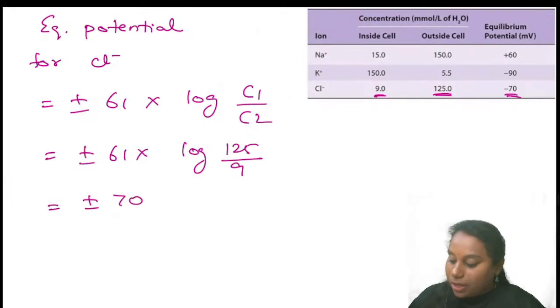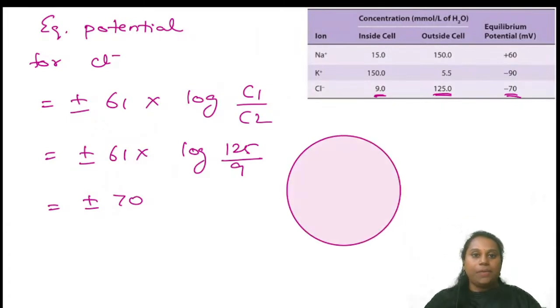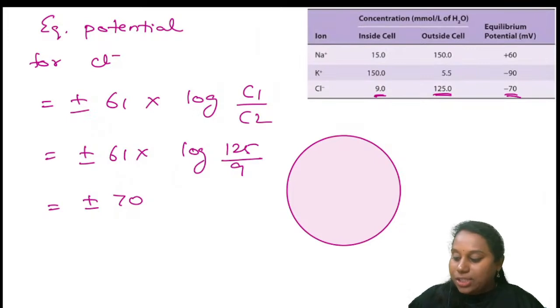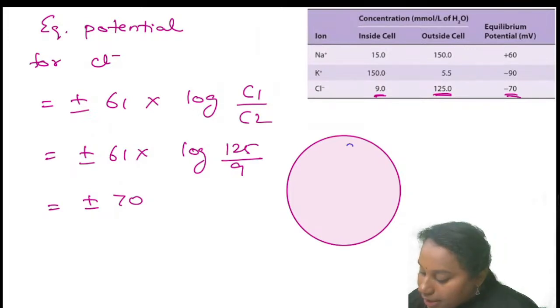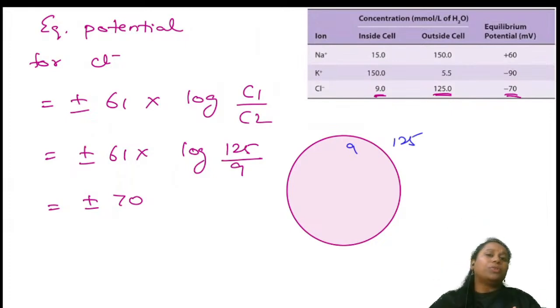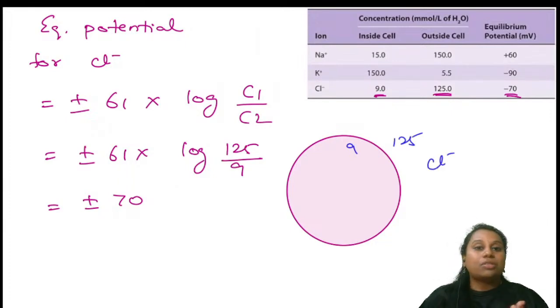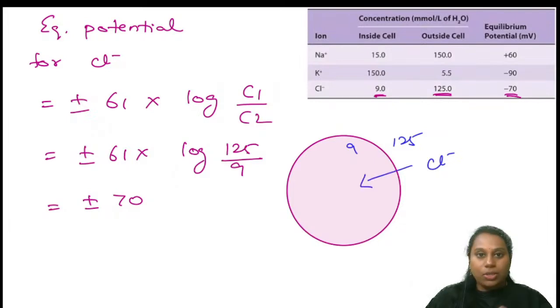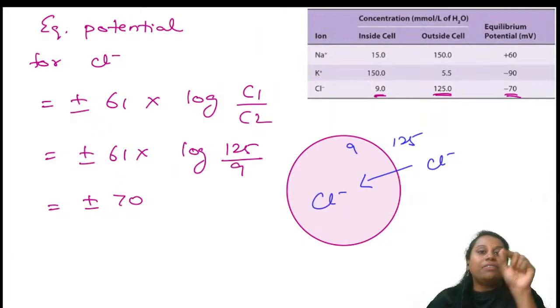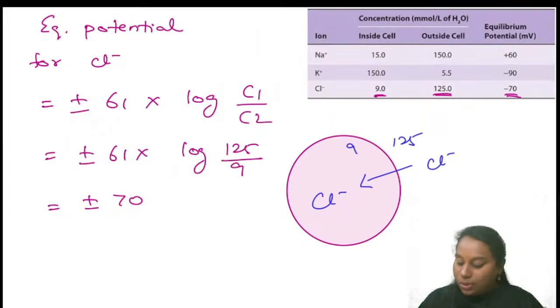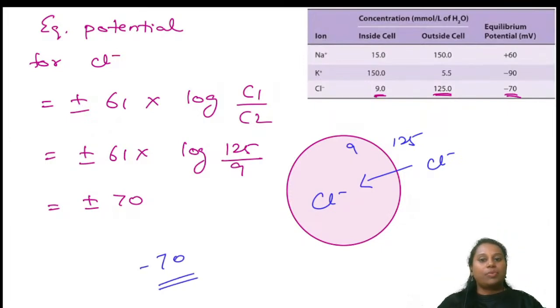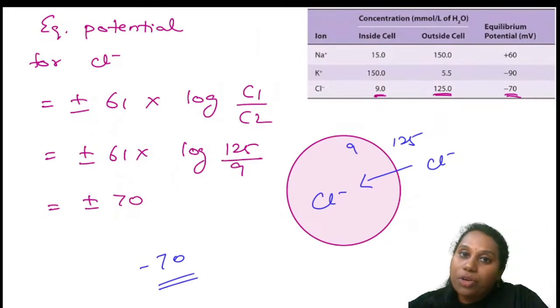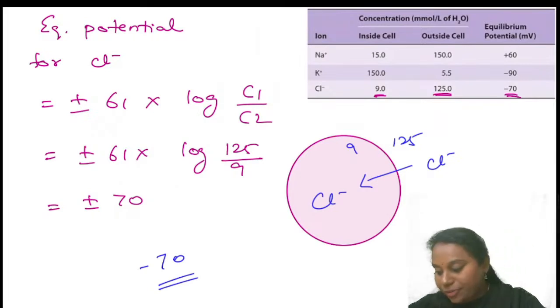You have to determine the sign. How do you determine the sign? Just see how will chloride move to reach its equilibrium potential. Inside it is 9 and outside it is 125. All you know that chloride is an anion which is more concentrated outside the cell. How will chloride move to reach its equilibrium potential? Obviously from its higher concentration to its lower concentration, or from outside to inside. So chloride is bringing in negativity inside the cell. So what is the value? Minus 70. Equilibrium potential for chloride, the value is minus 70.